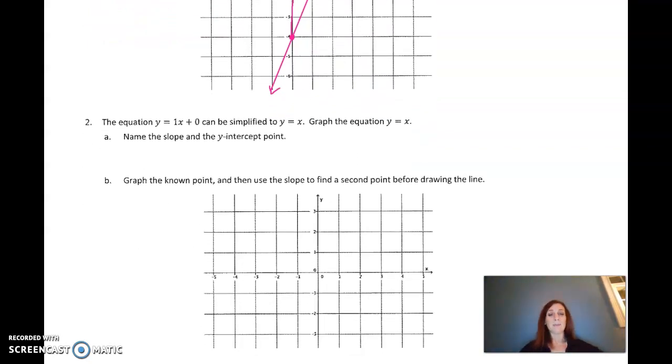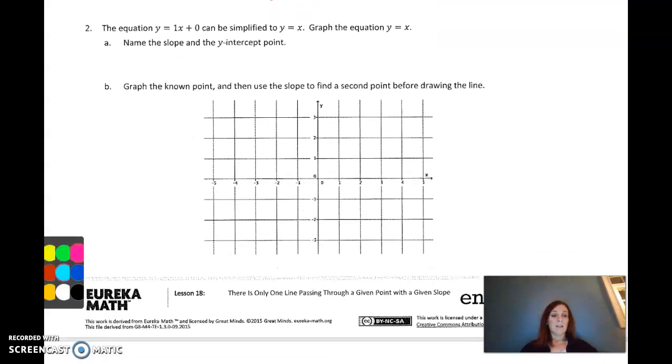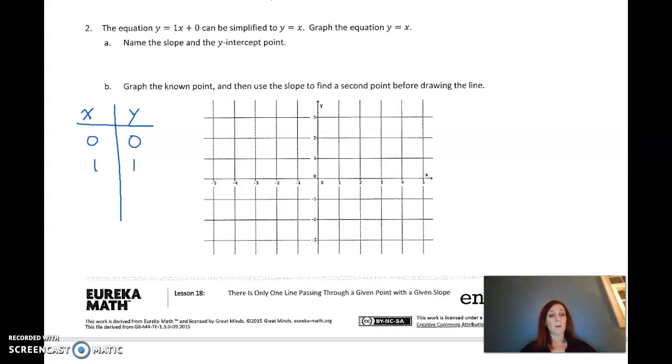The equation 1x plus 0 can be simplified to y equals x. Now, guys, we've done y equals x. We did it with an input-output table. If y equals x, we could say, well, if x is 0, y is 0. If x is 1, y is 1. If x is 2, y is 2. They have to be, because they have to equal each other. So if it says graph y equals x, we can rewrite that as 1x, if we want a coefficient, plus our 0. If we add 0 onto this, we're not changing it.